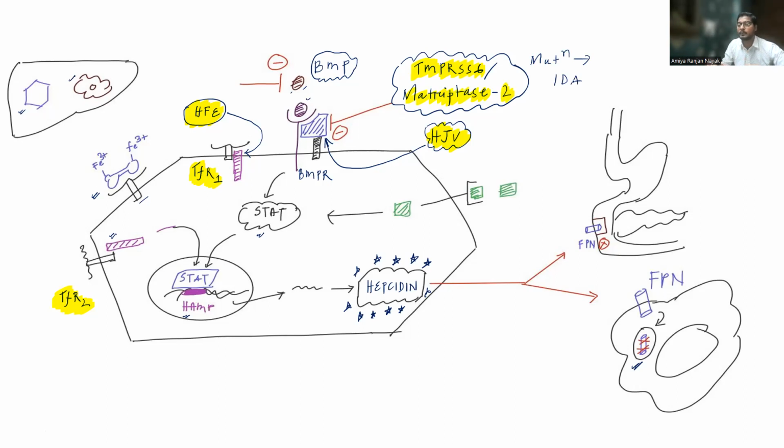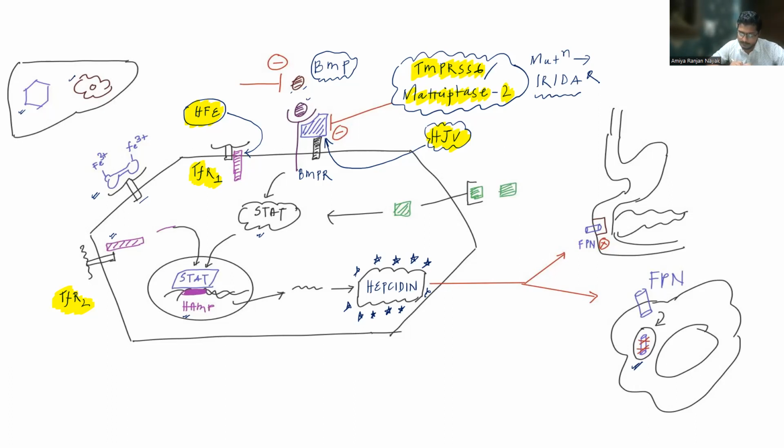But one more point you have to appreciate: in these patients, even if you supplement iron through the oral route, it cannot be absorbed from the duodenum. So this is a condition of iron deficiency anemia which will not respond to the oral iron supplement. That is why this condition is known as iron refractory iron deficiency anemia. Again, a very important question: what is the cause for iron refractory iron deficiency anemia? That is matriptase 2 or TMPRSS6 mutation.